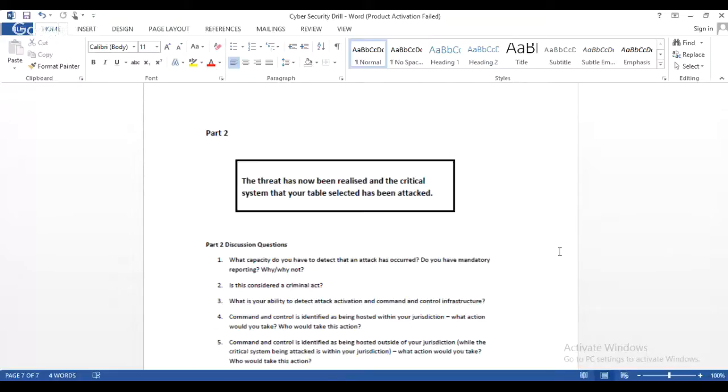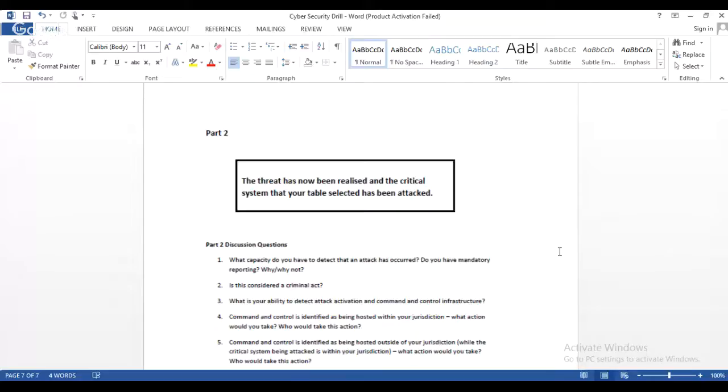Yeah, in the second question, they have asked, is this considered a criminal act? Yes, you can consider it as criminal, as it is giving some threat to the sensitive information of an organization that will affect the data confidentiality, integrity, and availability of data. So yes, Malik, third question.